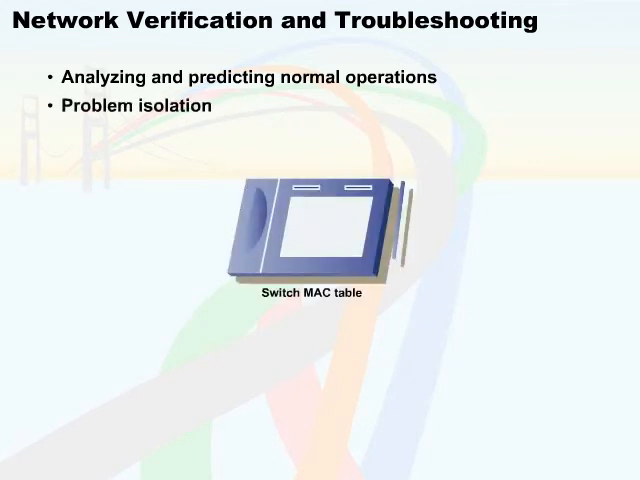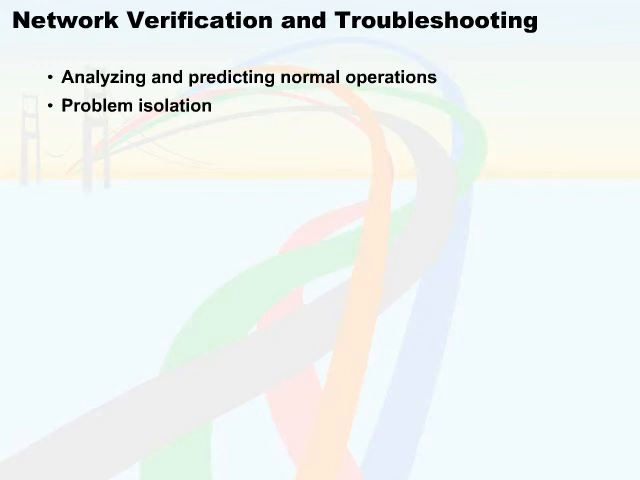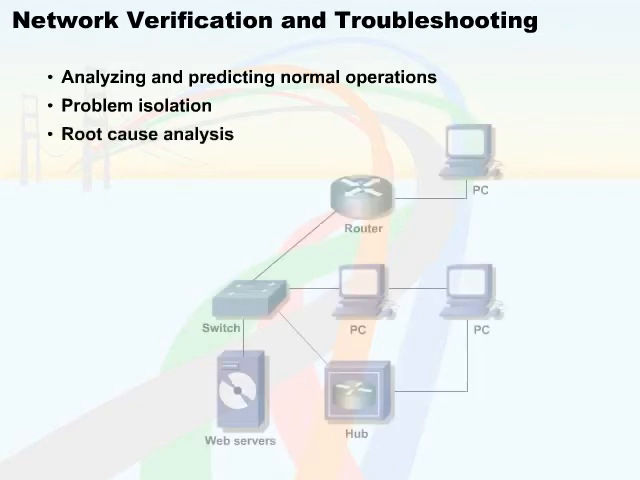You can identify the problem and the network area where the problem occurs by tracing the path of a frame across the network based on the documentation and configuration of the network and the output of specific commands. To isolate the problem further, you can examine the switch MAC tables and identify the interface where the traffic failure occurs. The final step is root cause analysis.